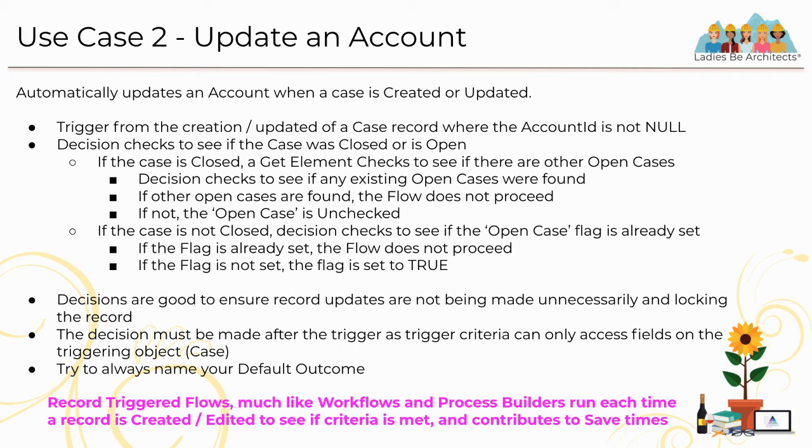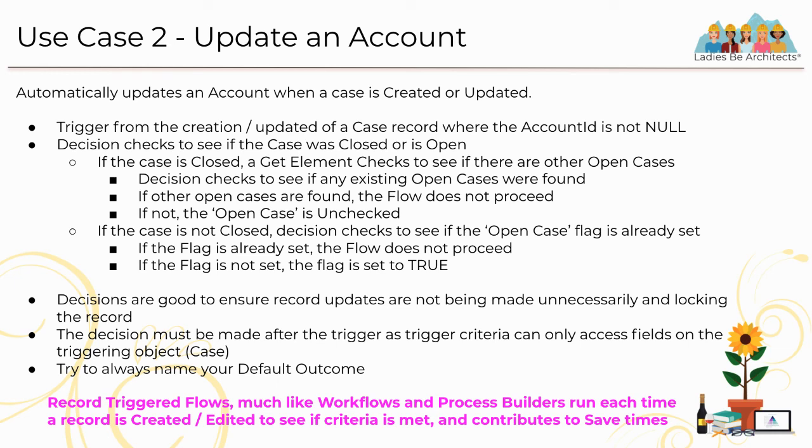With decisions here, for example, if you want decisions to be made on other objects, you must make it after the trigger criteria, as the triggering criteria can only access fields from the case. So like I said before, if we wanted to check the account flag, we have to do that after the fact because it's not available on the triggering object.